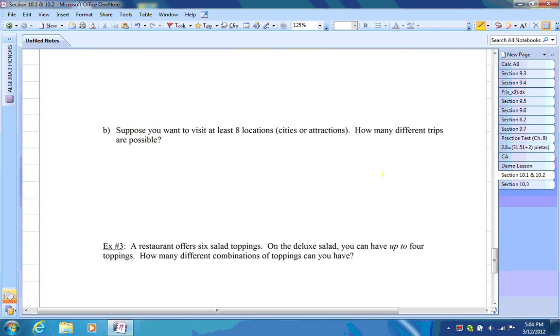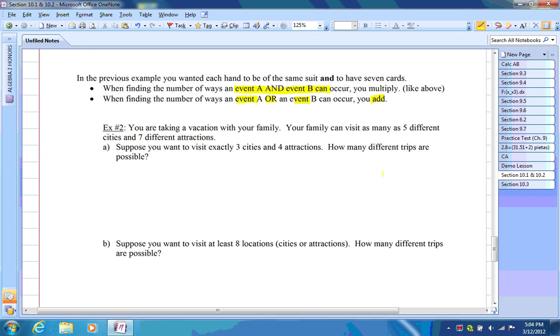Let's look at a few more examples, then we'll move on to probability. So you're taking a vacation with your family. Your family can visit as many as 5 different cities and 7 different attractions. Suppose you want to visit exactly 3 cities and 4 attractions. How many different trips are possible?